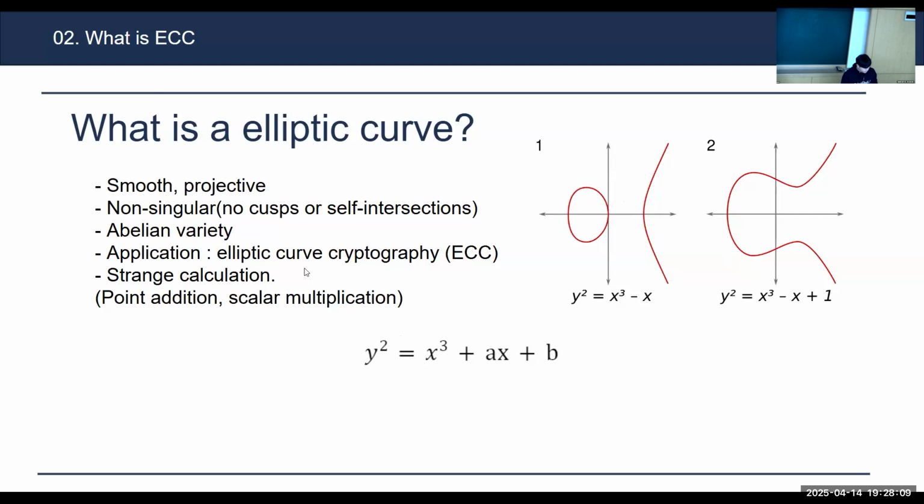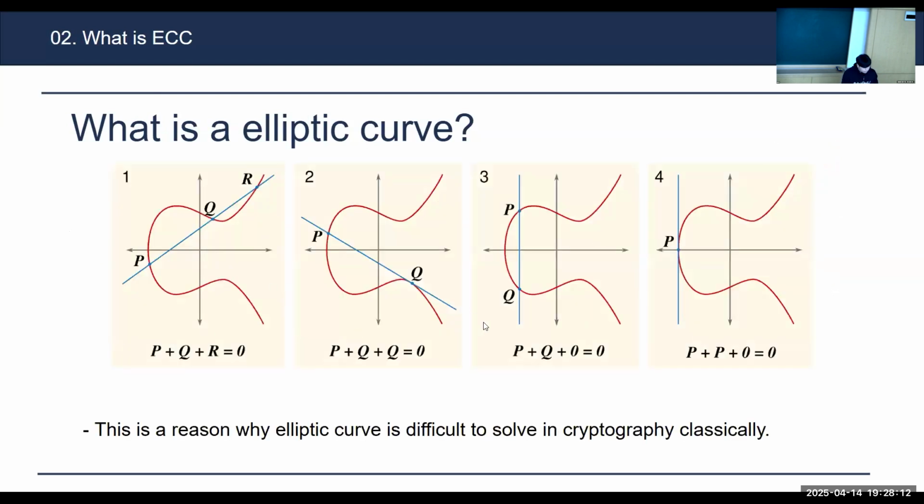Like this, this is elliptic curve point addition. P plus Q gives this point, R prime. So P plus Q equals R prime. It is a very strange point addition, and we use this for cryptography.